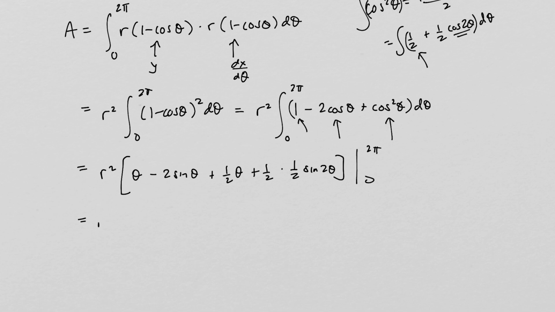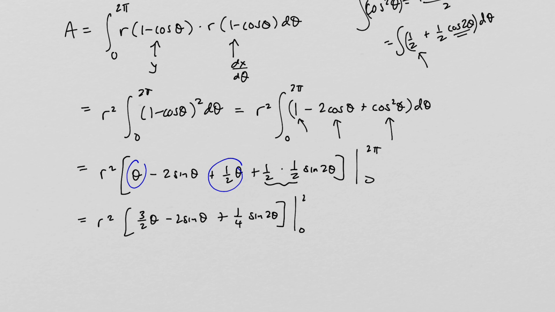So now let's combine like terms. We have theta plus 1/2 theta, which is 3/2 theta, minus 2 sine of theta, plus 1/2 times 1/2 is 1/4 sine of 2 theta, from 0 to 2 pi.